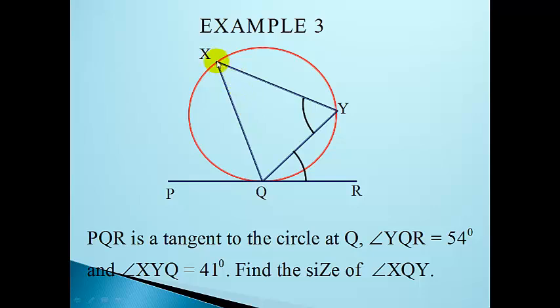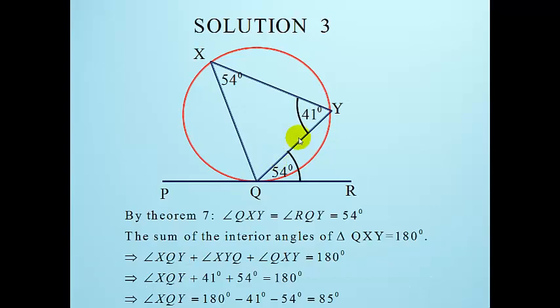So we have angle XQY, that we are supposed to find, the angle at Q. Now let's see how we can solve this problem. Solution. From the question, angle YQR was given to be 54 degrees and angle XYQ was also given to be 41 degrees.